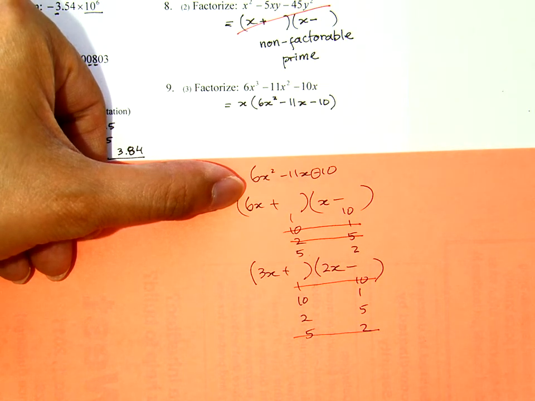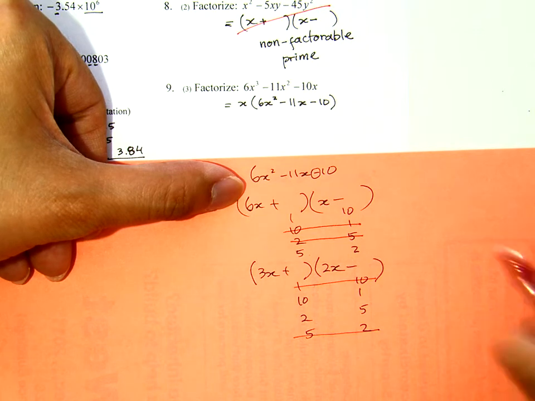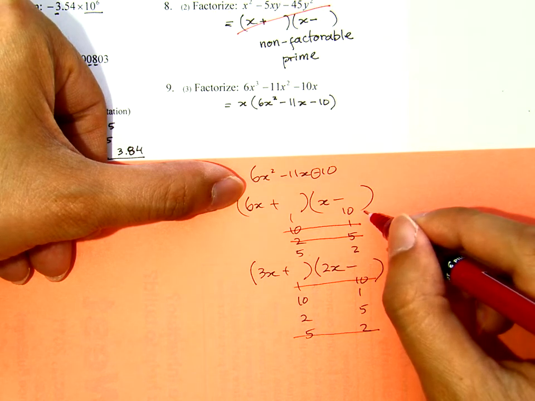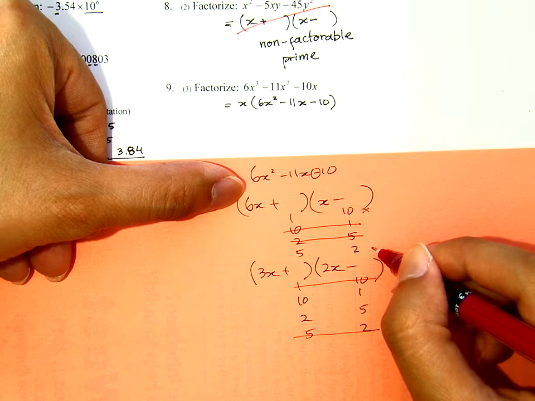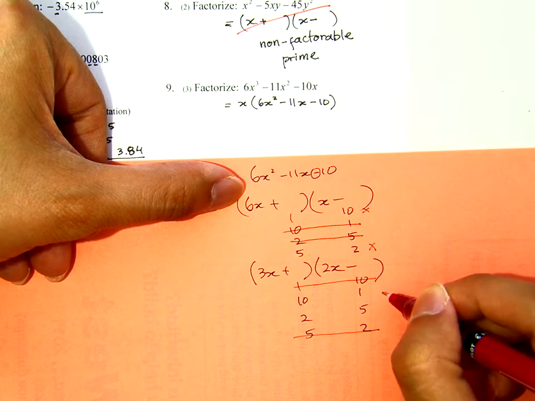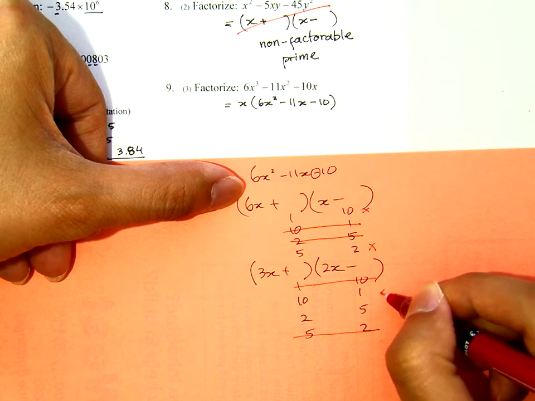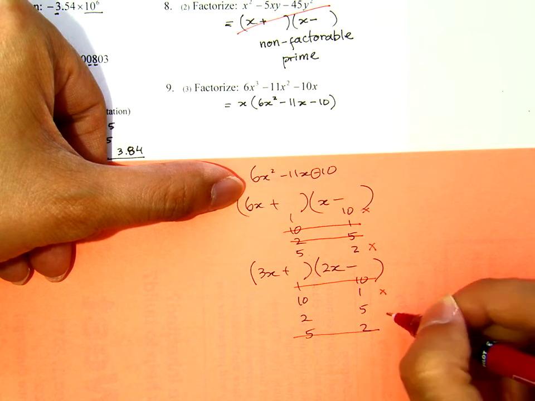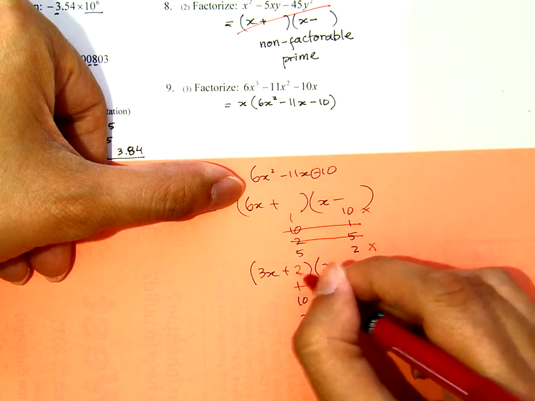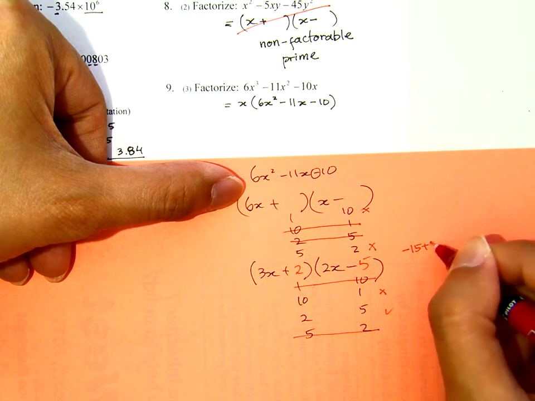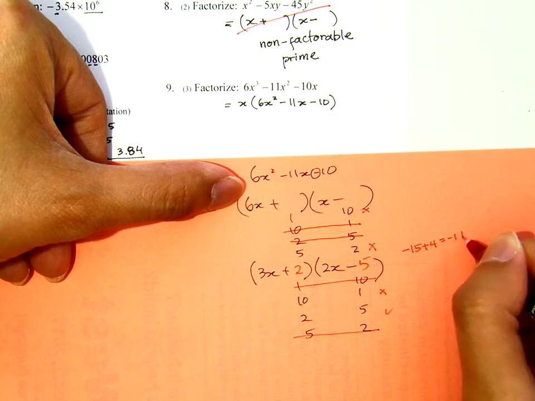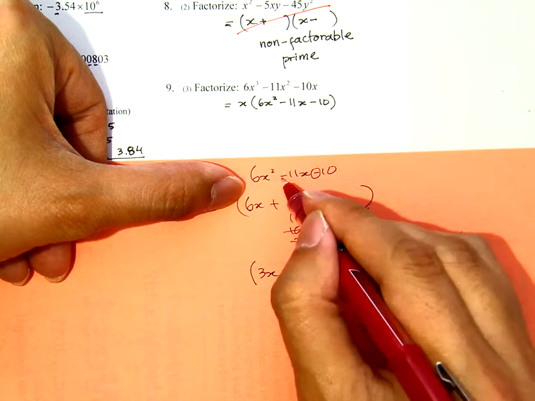Now, which one will give us negative 11? Then you do one by one, right? Not this one, not this one, not this one. It's this one. Let's see. 2 and 5, it will give us negative 15 plus 4, which is negative 11. That's what we want, right?